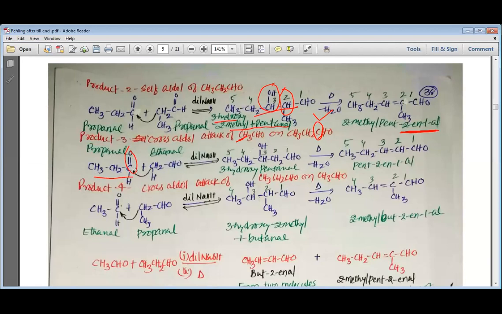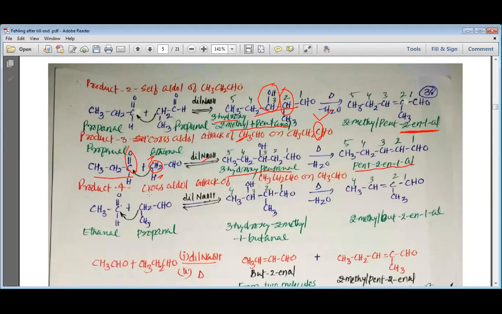The attack can be done on the carbonyl carbon, and here we have written an extra H which can be attacked with the base. Now you will have the negative charge on this carbon and positive charge on carbonyl carbon, and that is why the product we get is 3-hydroxy pentanol. Again, when we heat it, there will be an unsaturation between the alpha and beta carbon, and you get pent-2-en-1-al.